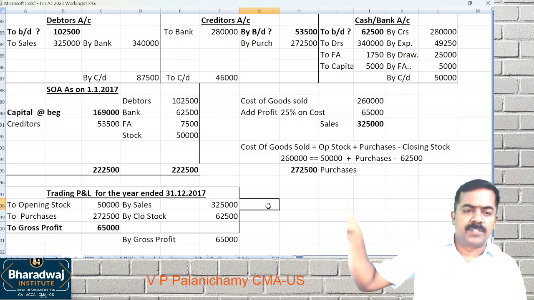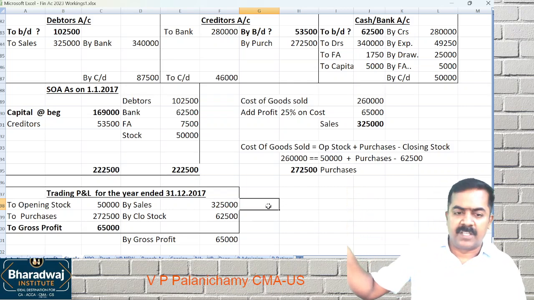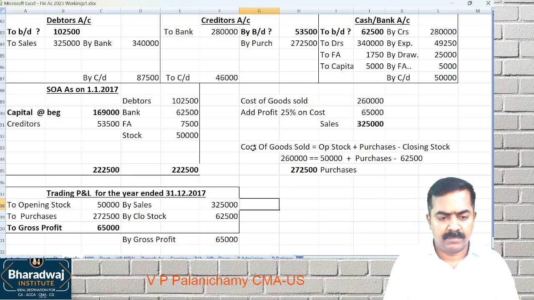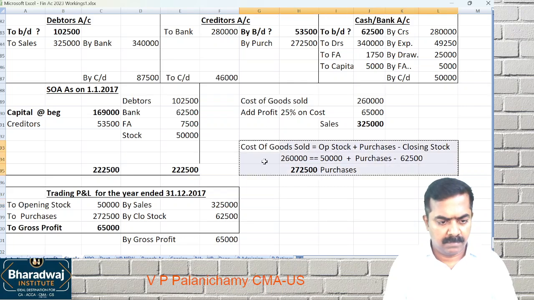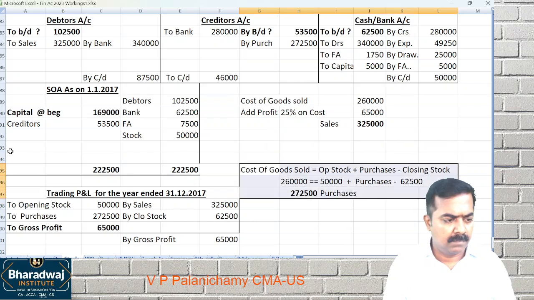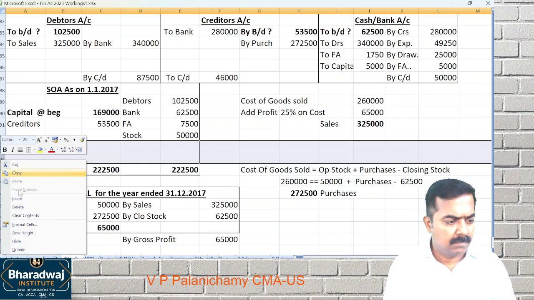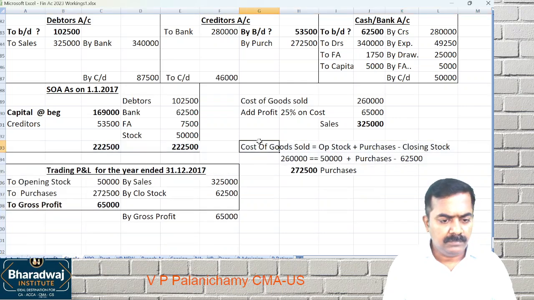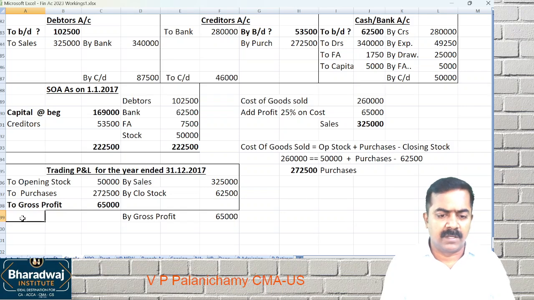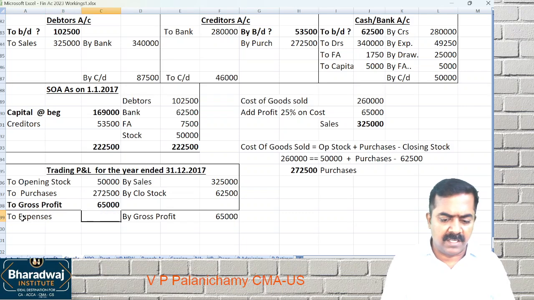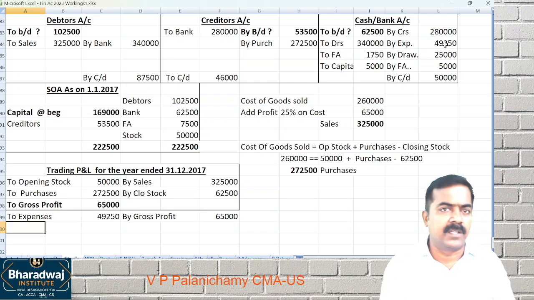Have we taken up debtors account, creditors account, cash account, statement of affairs? Everything is over. What are the other expenses you will charge in the P&L account? Expenses paid, sundry expenses paid. How much is given? 49,250. Any outstanding expenses given in the question? No.